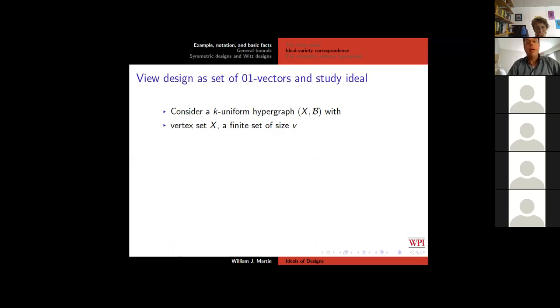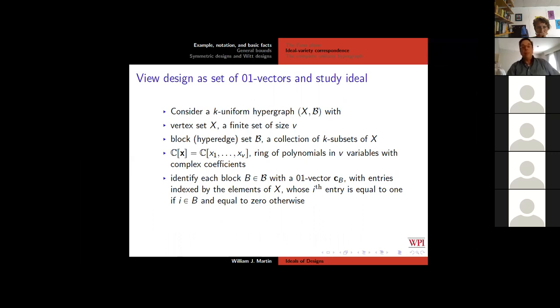And here's the general setup. I have a k-uniform hypergraph, so I have a set of size v, we'll call it X, these are my points. And every block, or every hyperedge, has exactly k points in it. So I have a collection of k-element subsets, which I'll call blocks because I'm using design theory language here. And now we take the polynomial ring where there's one variable for each point, which I'm going to abbreviate in this talk as C[X], the ring of polynomials in v variables with complex coefficients, and I'm going to try to find all of the polynomials that vanish at each block.